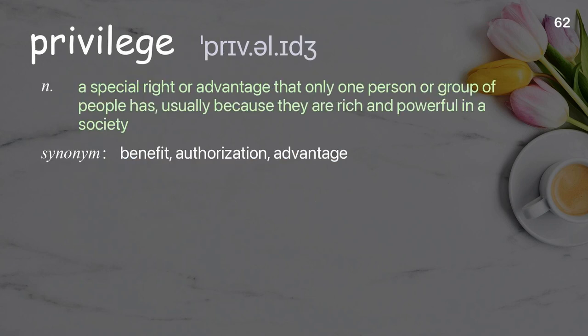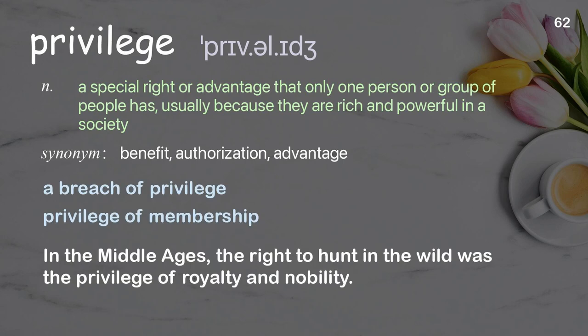Privilege: a special right or advantage that only one person or group of people has, usually because they are rich and powerful in a society. Examples: a breach of privilege. Privilege of membership. In the Middle Ages, the right to hunt in the wild was the privilege of royalty and nobility.